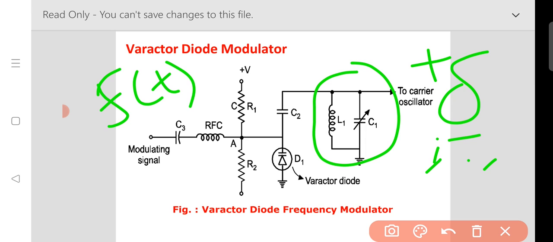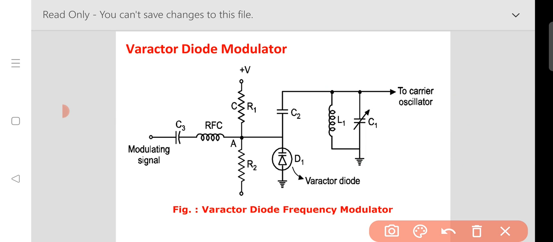So here, first of all we note some phenomena about the LC combination. Just remember that the carrier is generated by an electronic circuit, that is the carrier oscillator here. This oscillator circuit acts as a parallel resonant tuned circuit. This combination is the parallel combination, so this tuned circuit is a parallel tuned resonant circuit.